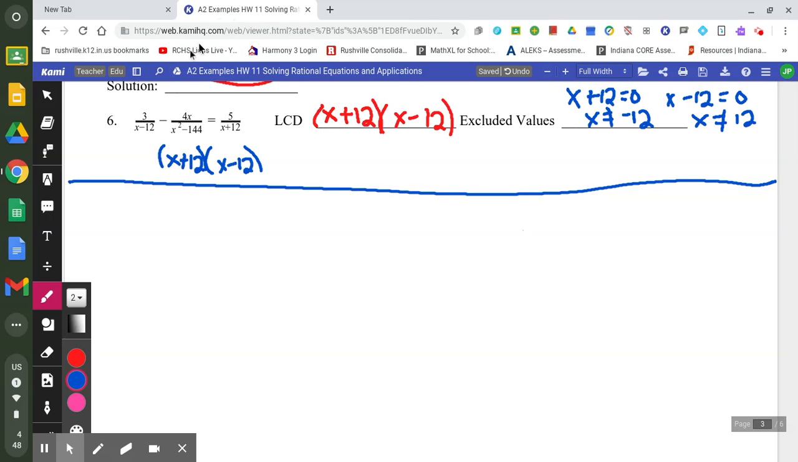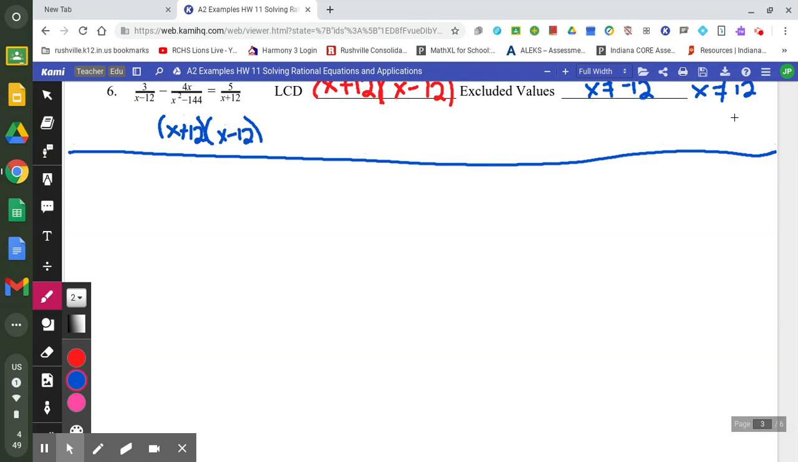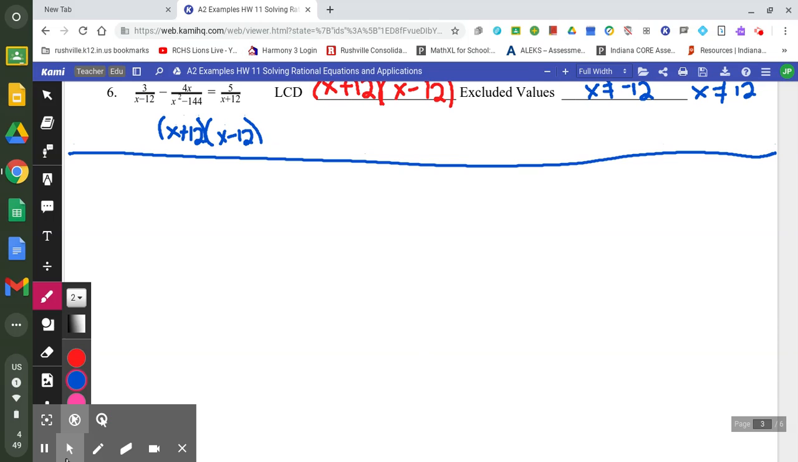Okay, so here I factored my x squared minus 144, and it does factor into x plus 12, x minus 12. So because all of the denominators will go into the x squared, x plus 12, x minus 12, that's my least common denominator. I came over here and put each of my denominators equal to 0, and I got excluded values of negative 12 and positive 12. So then now we're going to set up the equation.